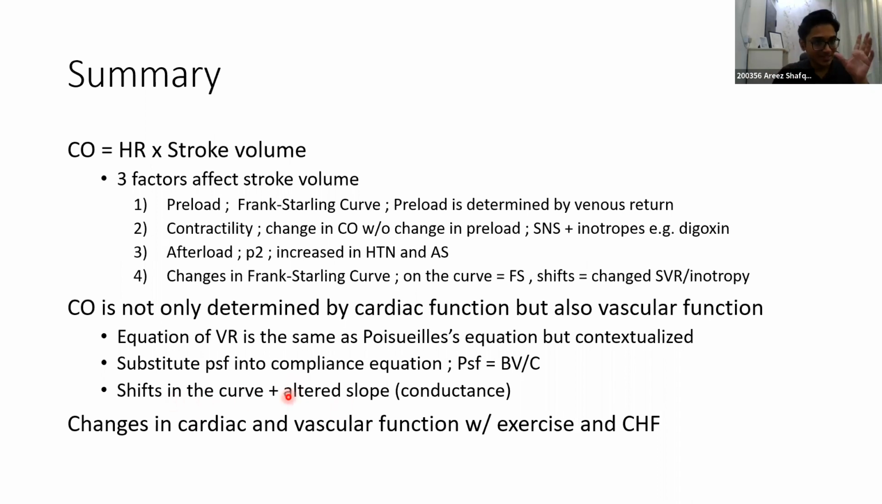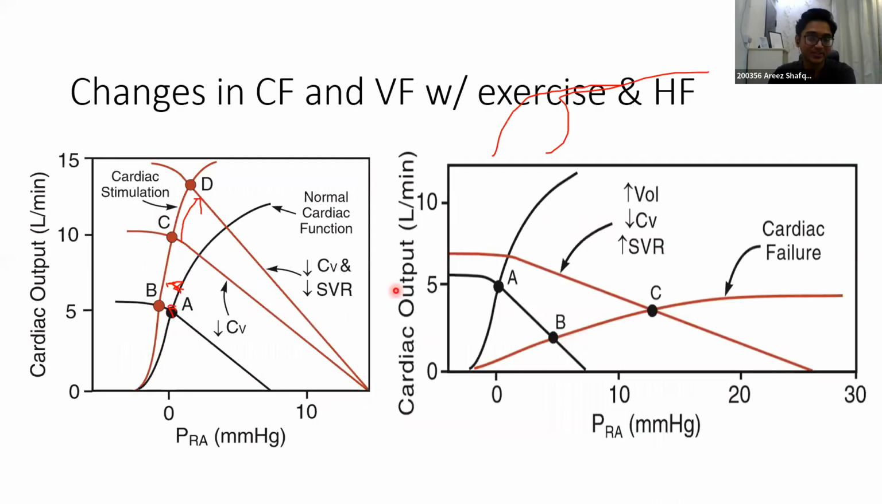Then we talked about changes in both of these curves with exercise, and we came up with this, and cardiac failure, okay? And we came up with this. So initially, increased contractility and decreased resistance shift the cardiac function curve. Then you have venoconstriction to shift the curve from B to C. Then you have decreased resistance to shift the curve from C to D. For heart failure, initially you have decreased contractility, which shifts the curve from A to B. Then you have increased blood volume, venoconstriction by sympathetics to shift the curve. And you have increased resistance to decrease the slope of the curve.